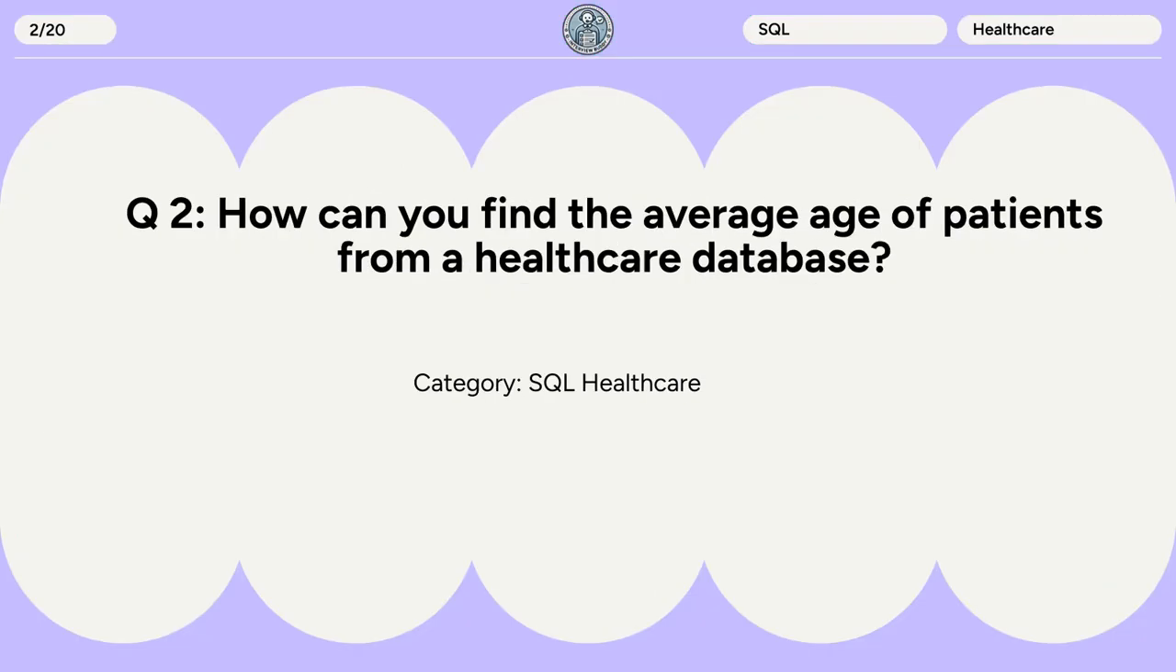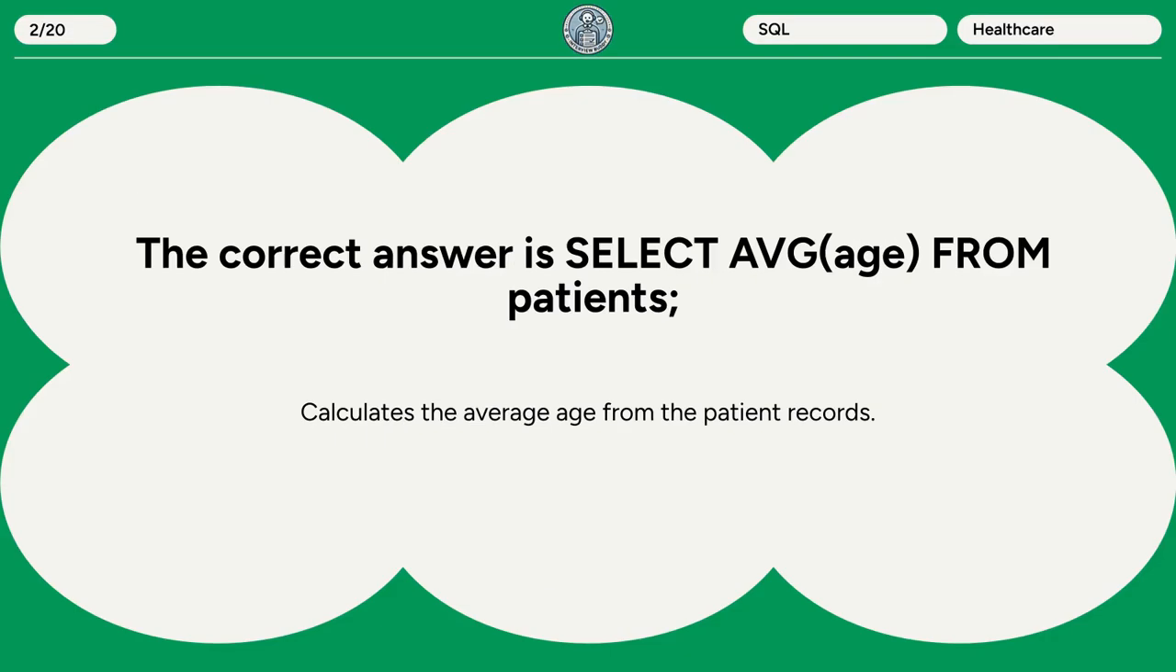Question 2. How can you find the average age of patients from a healthcare database? The correct answer is: SELECT AVG(age) FROM patients. Calculates the average age from the patient records.